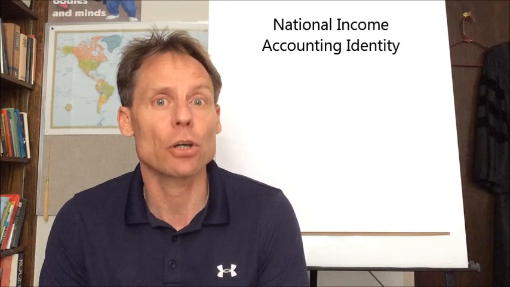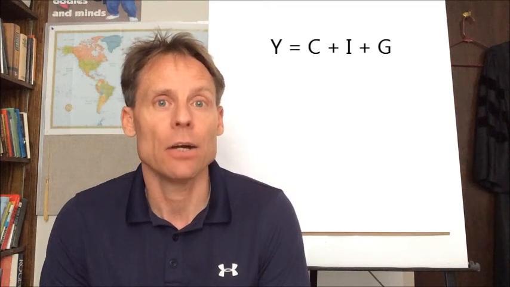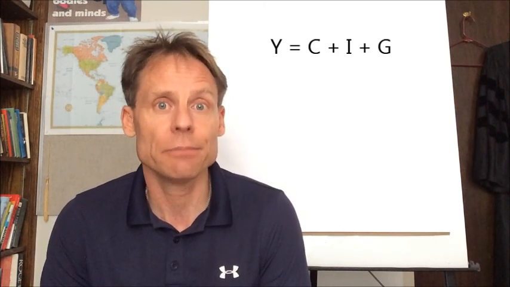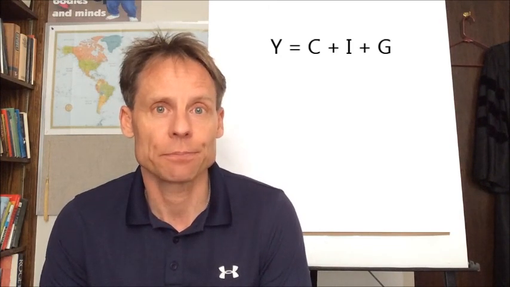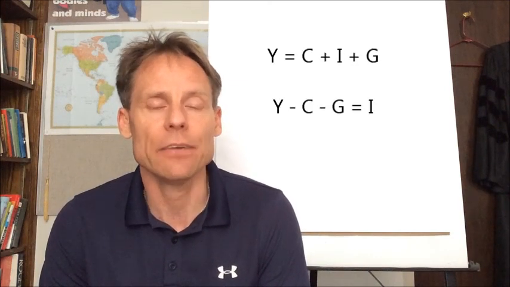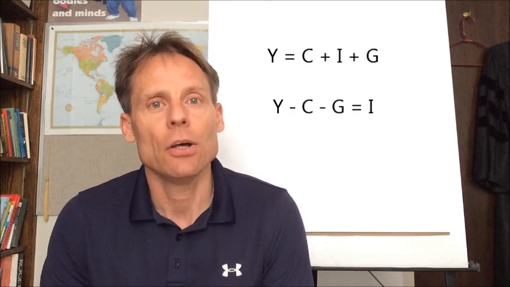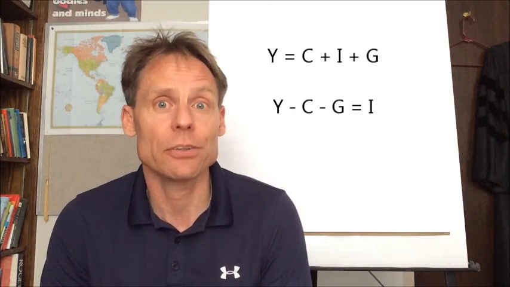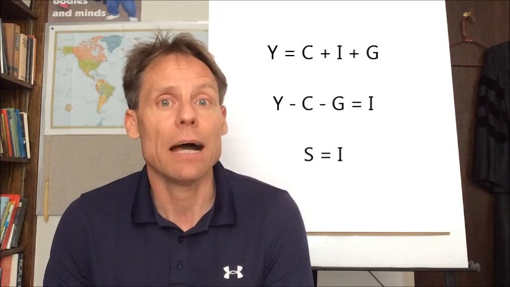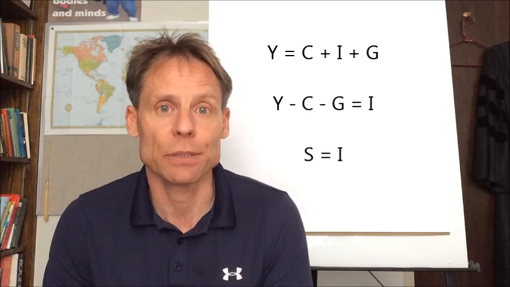Well, perhaps you remember the national income accounting identity for a closed economy. Y equals C plus I plus G. Real GDP equals consumption spending, investment spending by firms, and government expenditures. If we rearrange, moving the C and the G over to the other side, we have Y minus C minus G equals I. And if we subtract consumption spending, household spending, and government expenditures from real GDP, we have national savings. So we conclude that national saving equals investment.